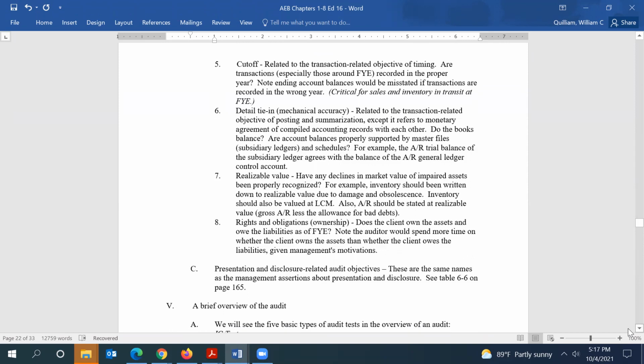Cutoff, this was not surprising, it relates back to timing at fiscal year end. Related to the transaction-related objective of timing, are transactions, especially those around fiscal year end, recorded in the proper year? We note the ending account balance will be misstated if transactions are recorded in the wrong year. Very, very critical for sales and inventory in transit at fiscal year end. That's why in financial accounting, you talk a lot about inventory in transit at fiscal year end.